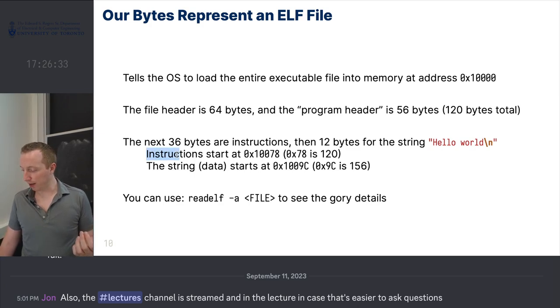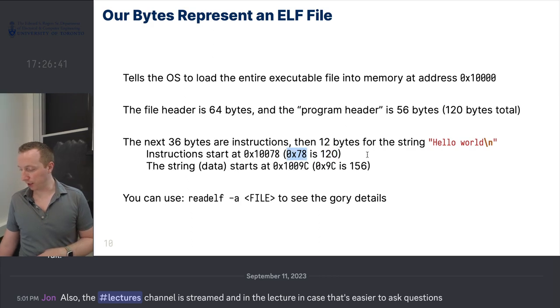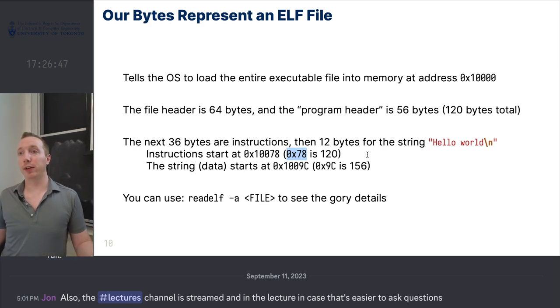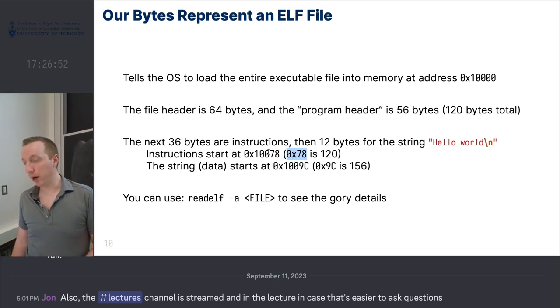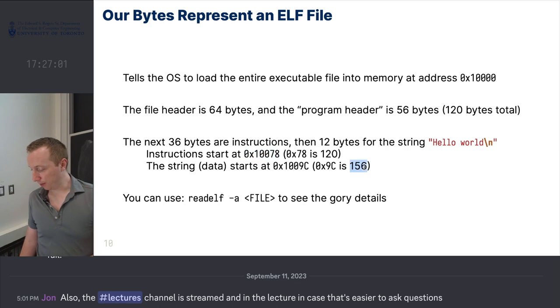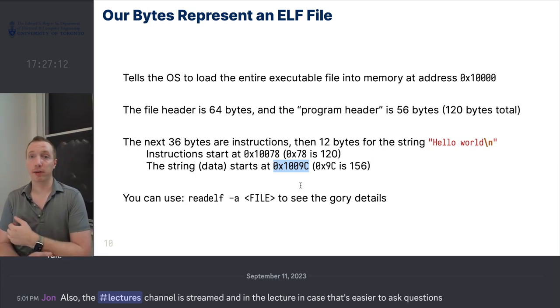So if we do a bit of math, the instructions start after the header files in here. So they start at byte 120. If we convert 120 to hex, it's 75 in hex. Because the entire executable got loaded at 10,000 hex, we can add 75 to 10,000 to know where in memory our instructions start. So our instructions should start at 10,078 in hex. Similarly, our string should start after the instructions, so it's byte 156, which is 9C. So the string starts at address 10009C.